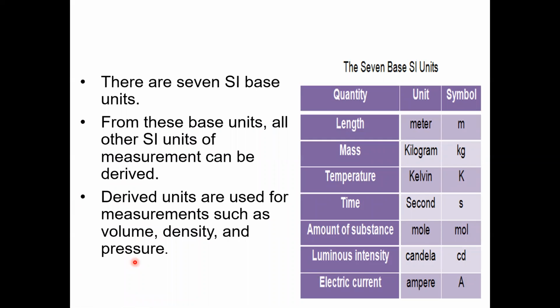Basically, there are 7 SI base units, which consist of the length, meter, mass, kilogram, temperature, Kelvin, time, second, amount of substance, mole, luminous intensity, candela, electric current, ampere. From these base units, all other SI units of measurement can be derived. Derived units are used for measurement such as volume, density, and pressure.